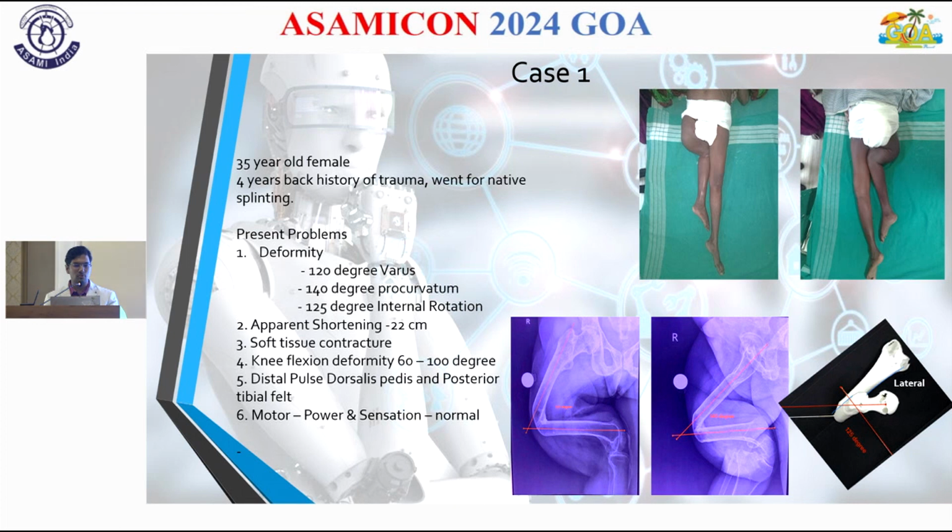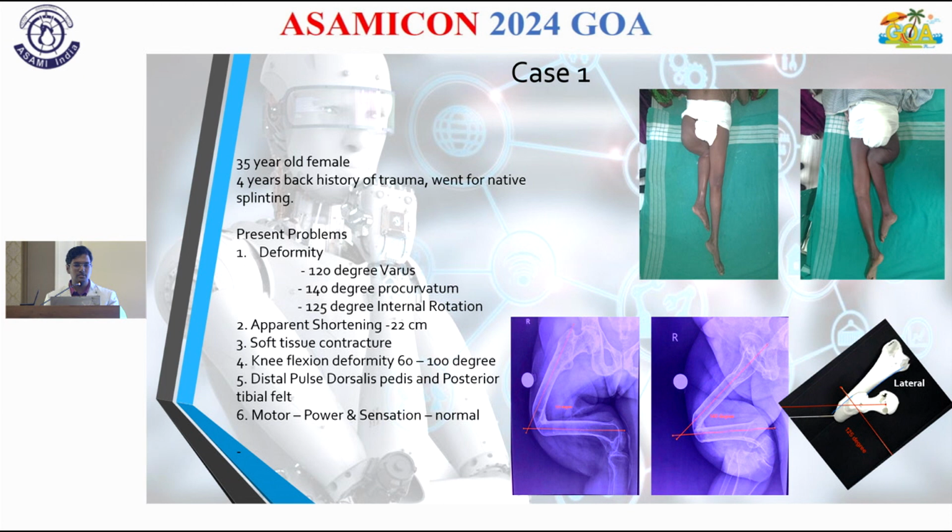This is a 35-year-old female. She has a history of trauma 4 years back, for which she went for native splinting. So what are the present deformities in this patient? First, there is a varus deformity of around 120 degrees. There is a procurvatum deformity of 140 degrees. And there is internal rotation of the distal femur by 125 degrees.